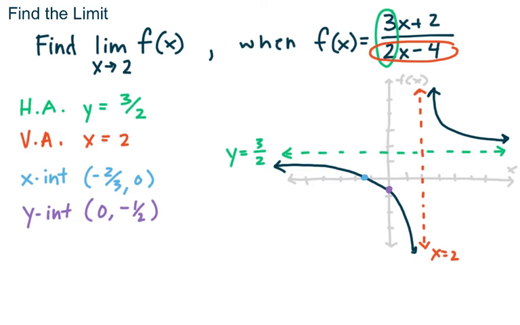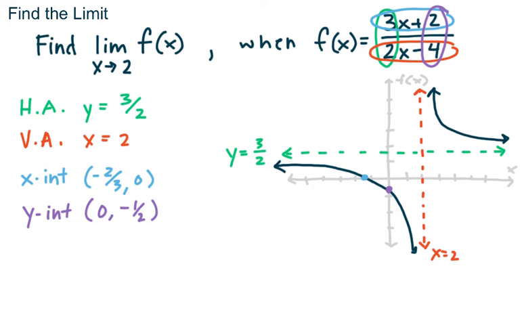The x-intercept comes from setting the numerator equal to 0. And then the y-intercept comes from letting x equal 0. We end up with negative 1/2. So you should be able to pull each of these four pieces together pretty quickly, but of course you always have your graphing calculator as well.